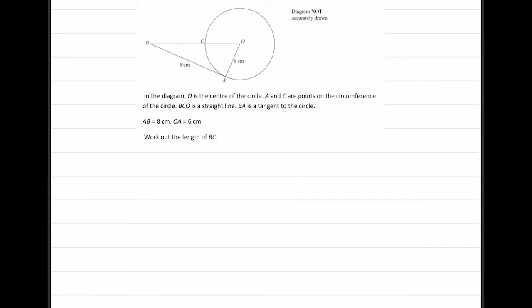Next question, now I have a circle. In the diagram, O is the center of the circle. So the minute that I have O being the center of the circle, that means that I have radii. I'm going to start by identifying my radii, and those radii are equal to each other. So I know that OC is also equal to 6. Also keep in mind that a radius is from the center of the circle to the circumference of the circle. So that's OC and OA. It's not this part of the line BC because that's outside of the circle. A and C are points on the circumference of the circle.